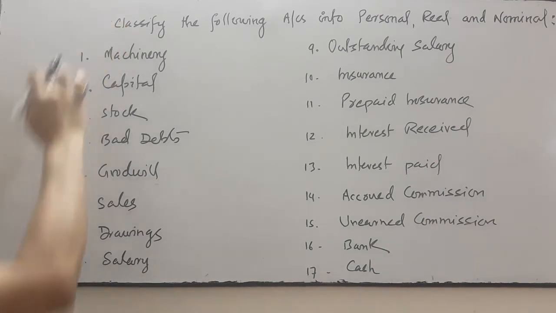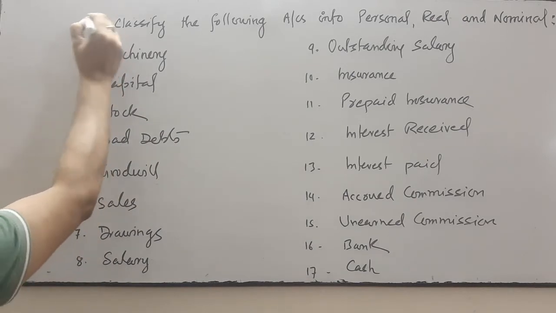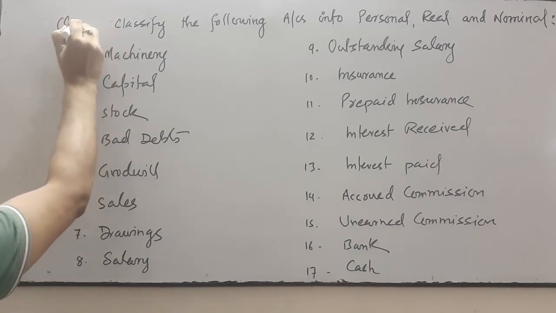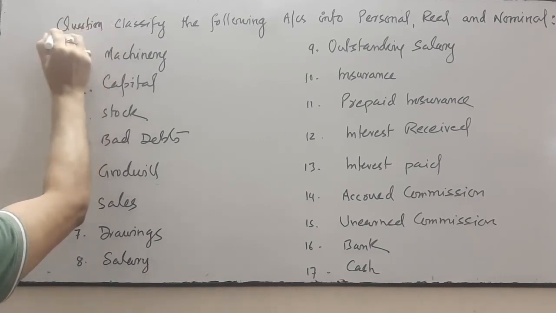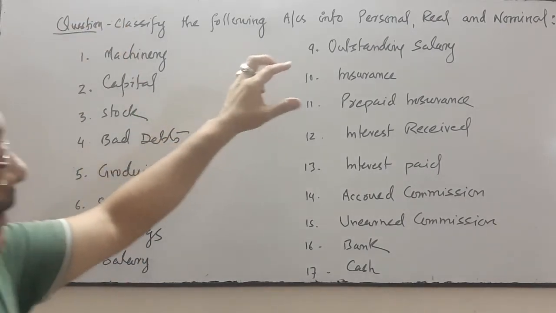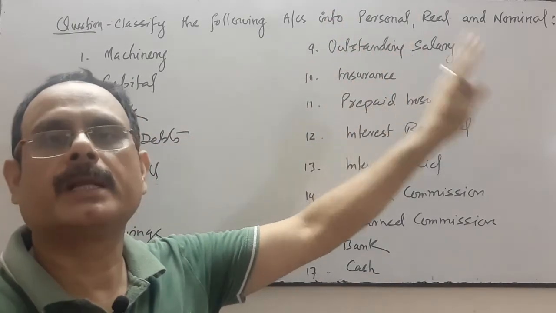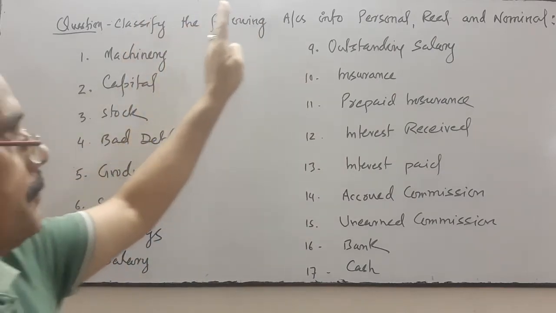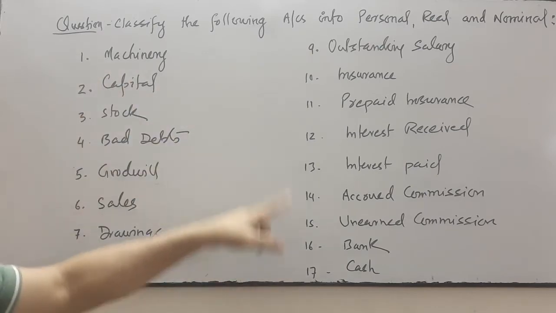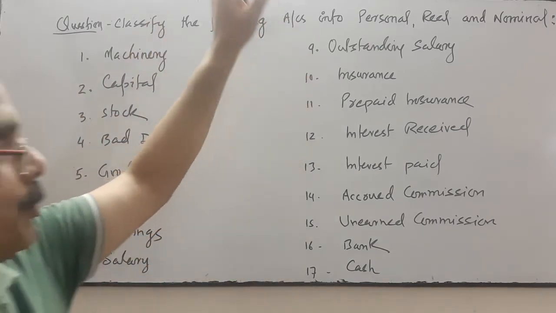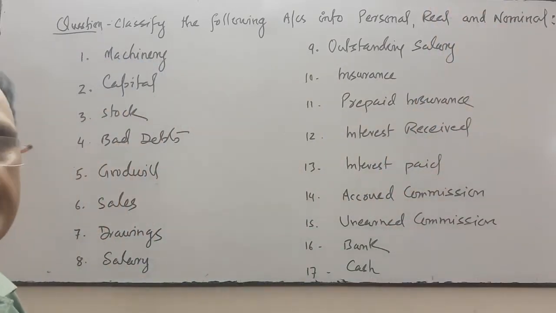Now the next question. I'm giving one question. Classify the following into personal account, real account and nominal account. Classify the following accounts, 1 to 17, into personal, real and nominal. Now you have to identify.